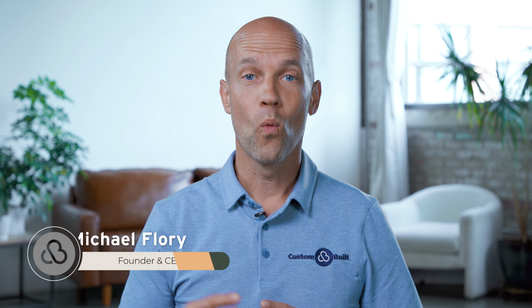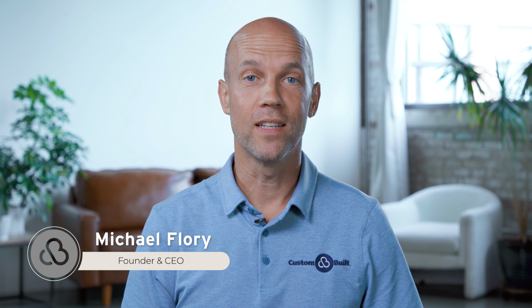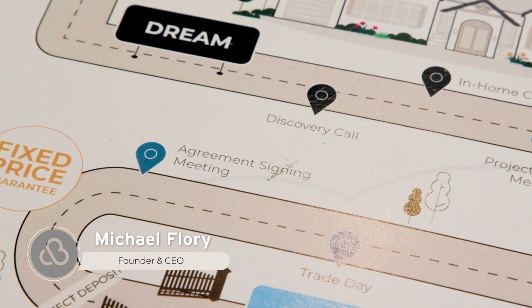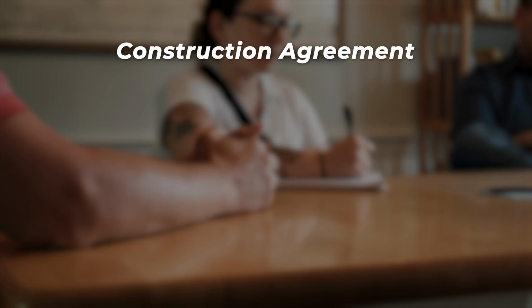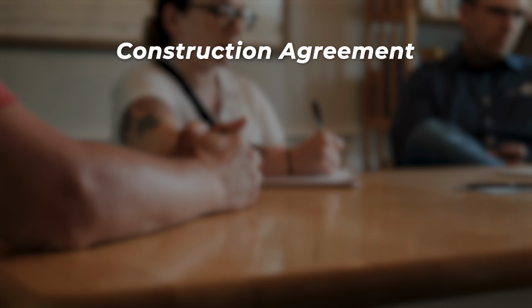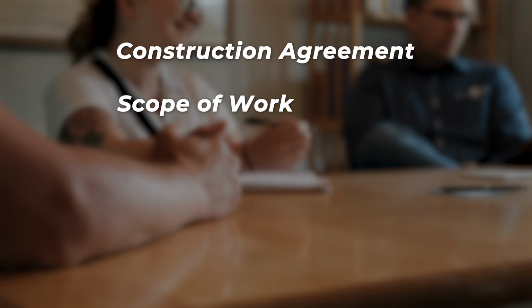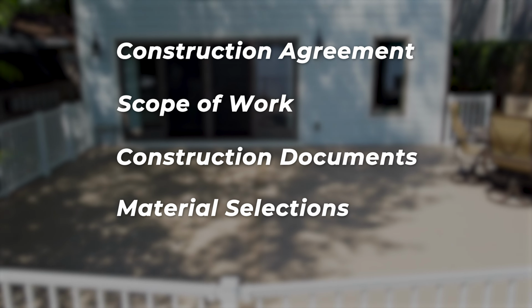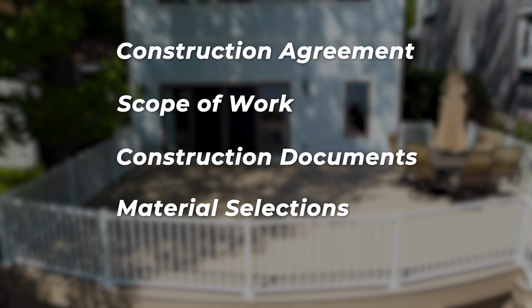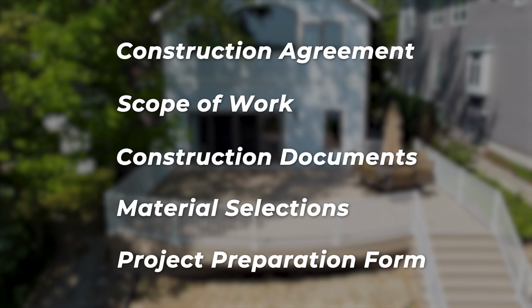In this video, we're going to go over the 5 documents that we'll be covering in the agreement signing meeting. We're going to cover 5 key documents. The first one is the construction agreement. The second one will be the project scope of work. We'll review your construction documents, and then we'll go over your selections. And then the last thing we'll do is review your project preparation form.